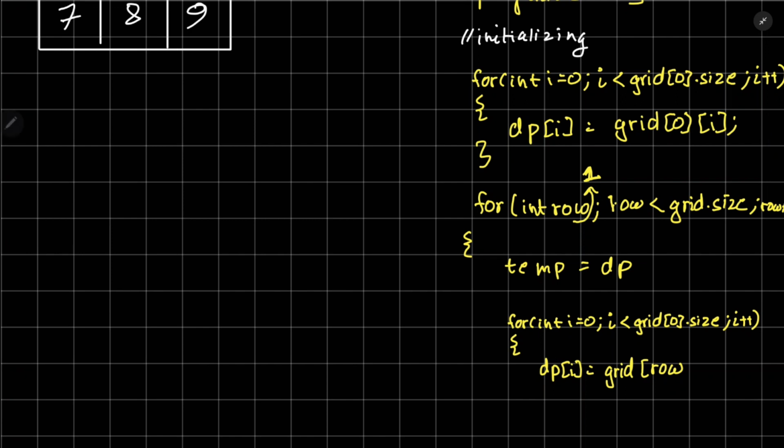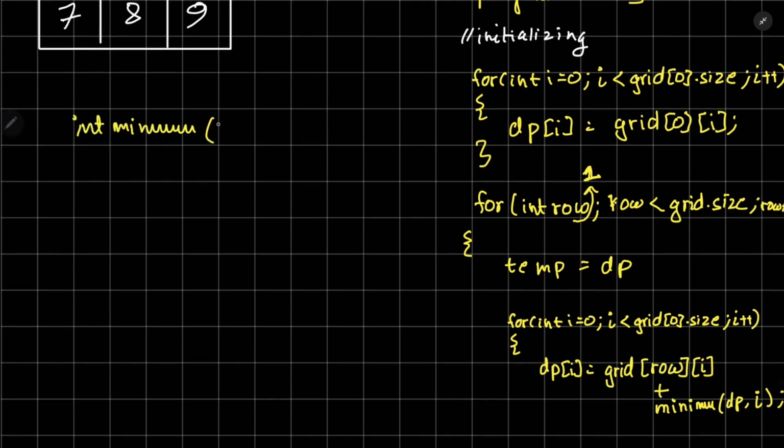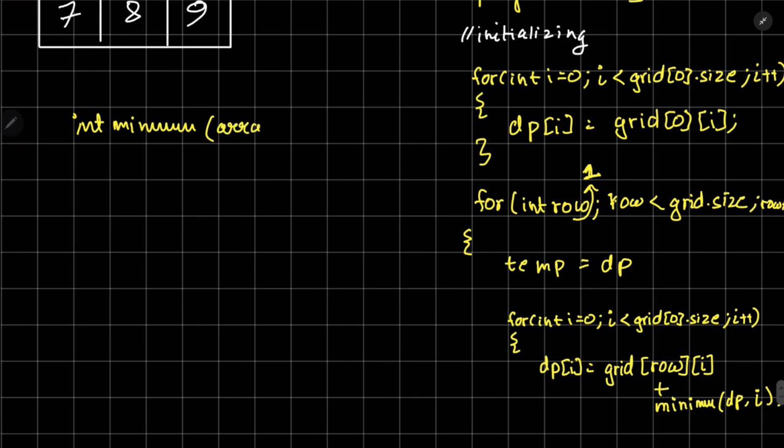Okay, so now dp of I is equal to grid row and column I, plus a minimum function. Let's name it minimum. It will take the dp array and the current column I, which it doesn't have to consider. So let's move on and first write the minimum function. So int minimum, which takes an array and an index, say idx.